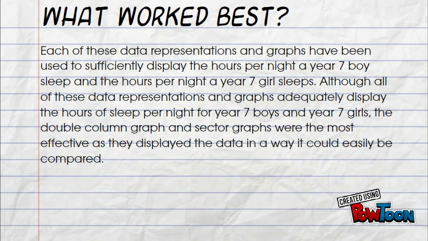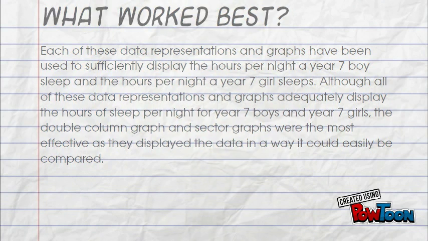What worked best? Each of the data representations and graphs have been used to sufficiently display the hours of sleep per night for Year 7 boys and Year 7 girls. Although all of these data representations and graphs adequately display the hours of sleep per night for Year 7 boys and girls, the double column graph and sector graphs were the most effective.